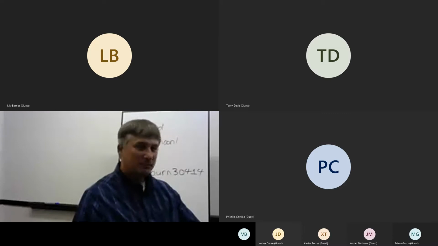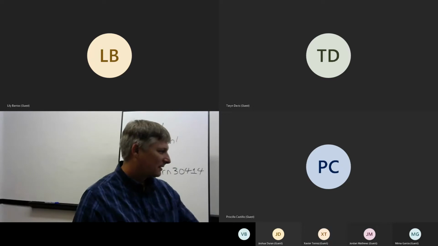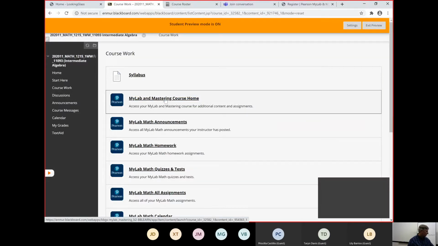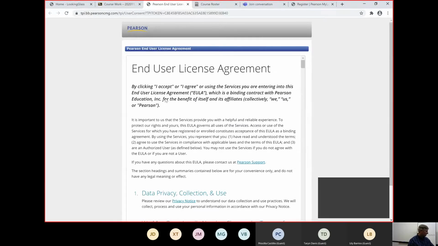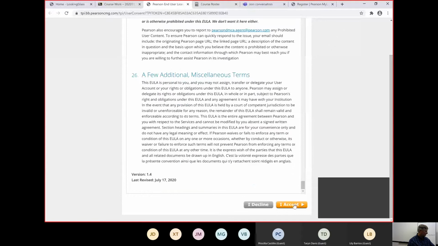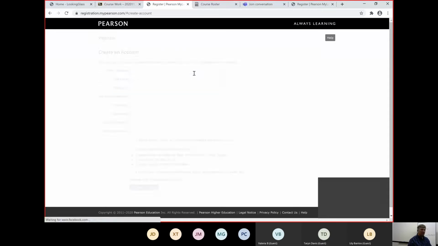So what I'm going to do to set up temporary access, I'm going to click on My Lab and Mastering Course Home. Again, I'm hoping the student mode will carry over to Pearson. I think it does. So I click on that link. I'm going to accept the terms and conditions. And if I haven't had a Pearson account before, I'm going to create one.